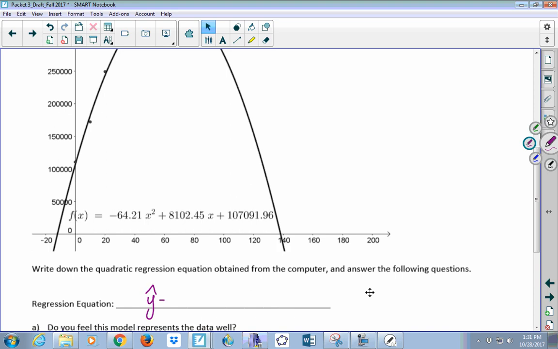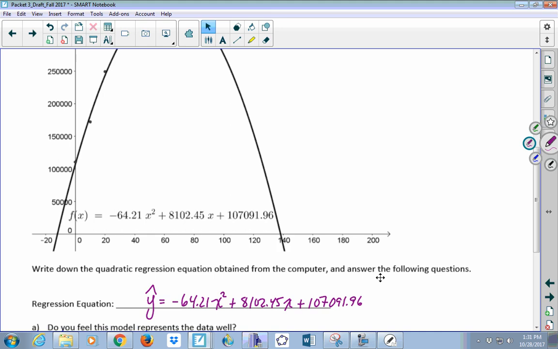So y hat equals negative 64.21 x squared plus 8,102.45 x plus 107,091.96. Okay. I'll give you a second to write that down.